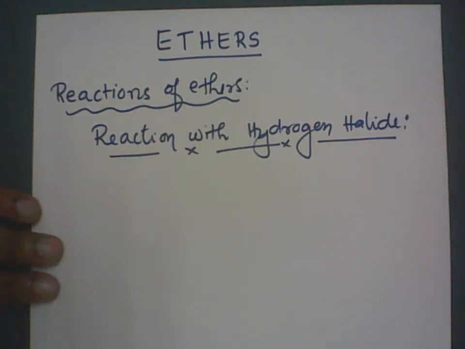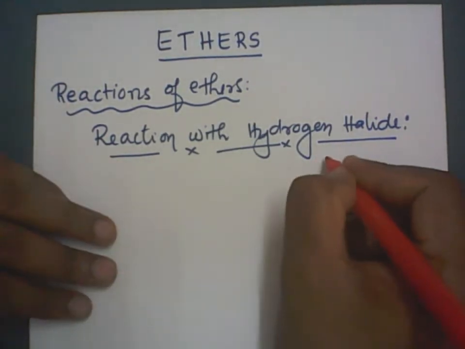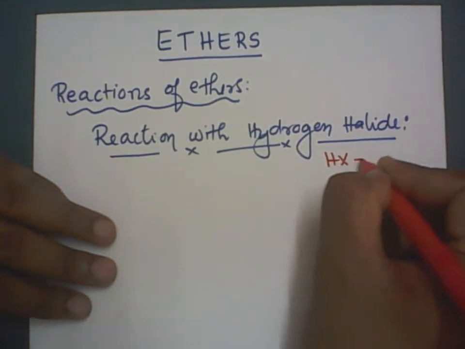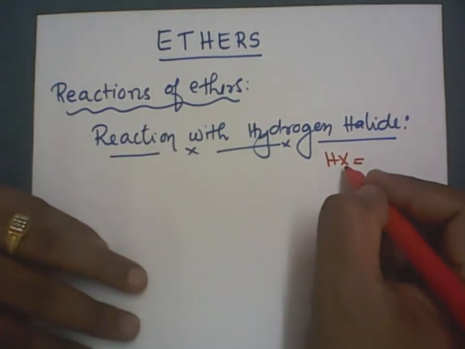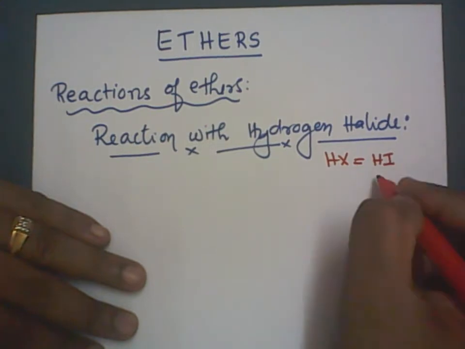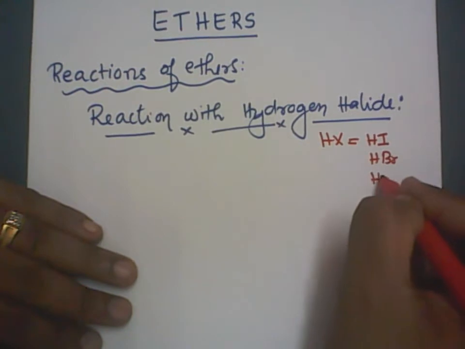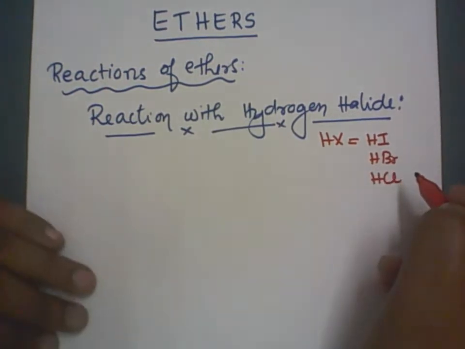Hello students, in this video I'll explain reactions of the ether, and under that, the first reaction is reaction with the hydrogen halide. What is the symbol of hydrogen halide? HX, correct? X is the halogen atom. It can be HI, hydrogen iodide, it can be HBr, hydrogen bromide, or it can be hydrogen chloride.